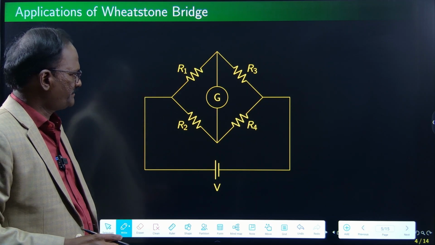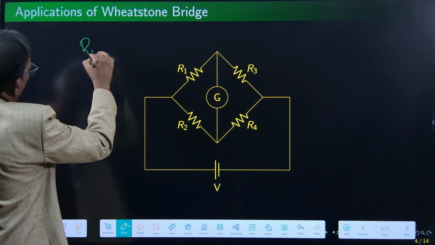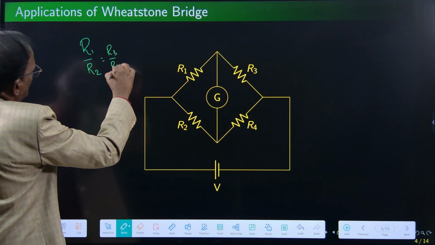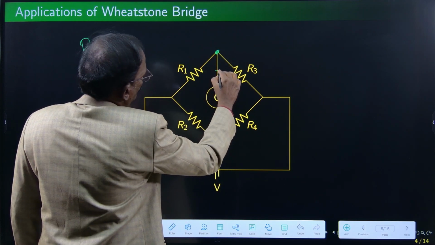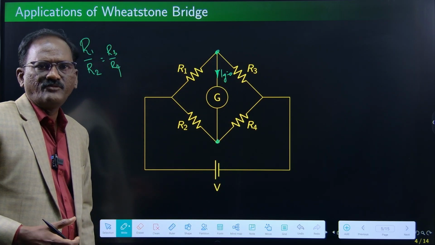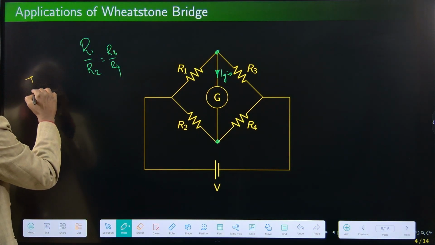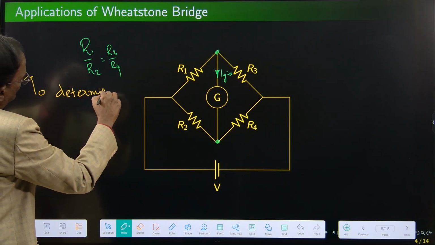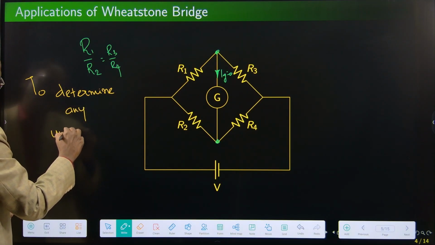This is the setup. R1 by R2 is equal to R3 by R4. Okay, we can make. Then these two voltages will be same. No current will be flowing through it. What is the purpose of making this arrangement? Right. The usage of Wheatstone bridge is to determine any unknown resistance.